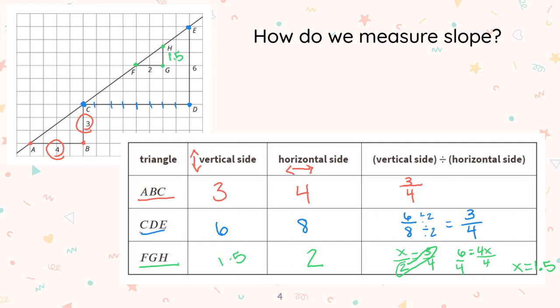So if I do 1.5 divided by 2, does that equal the same thing as 3/4? Go ahead and take a minute. Use your calculator, do whatever you need to do. If you do 1.5 divided by 2, that should equal 0.75, and 0.75 is the same thing as 3/4. So our slope would be the same. The steepness of the line, or the slope of the line, is the same regardless of the points that we choose from the line.